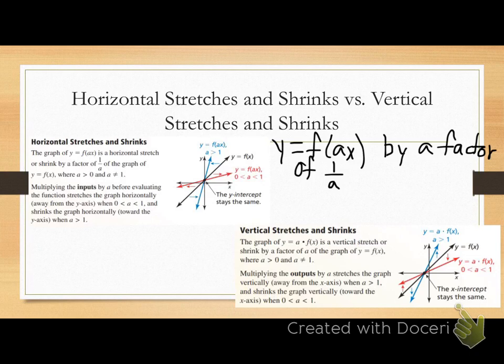Multiplying the inputs by a before evaluating the function stretches the graph horizontally, or away from the y-axis, when 0 is less than a is less than 1, and shrinks the graph horizontally toward the y-axis when a is greater than 1. So you need to have that written down. Y equals f of ax by a factor of 1 over a. Does everyone have that written down?